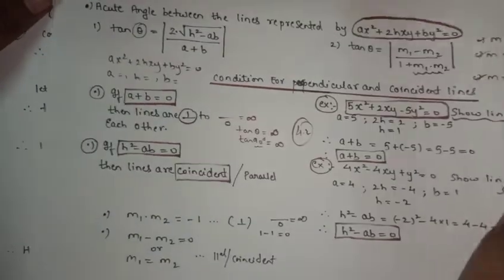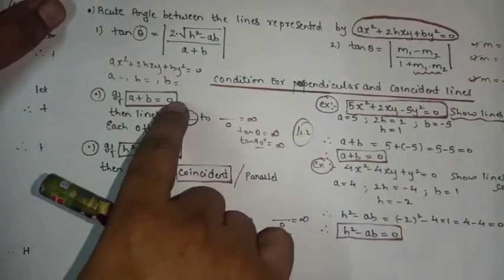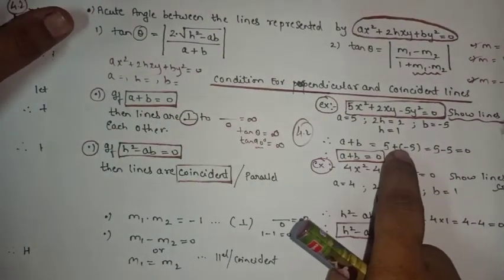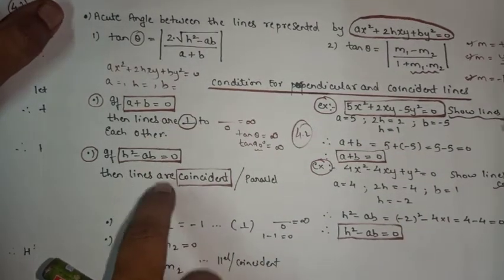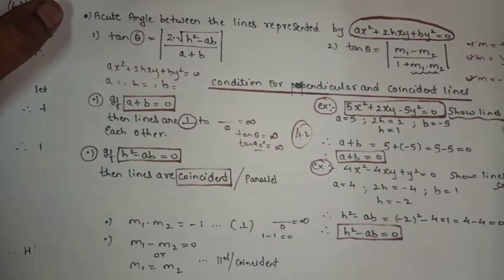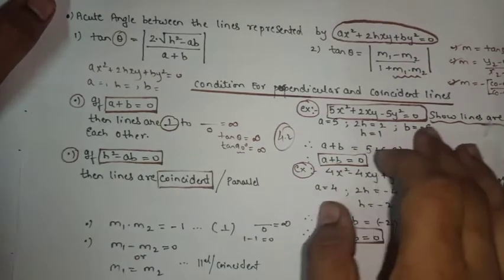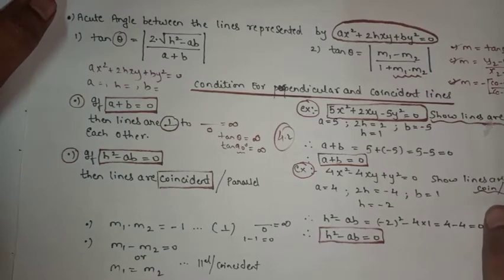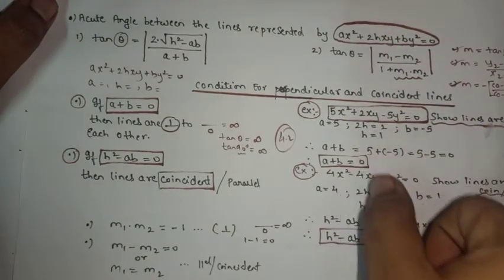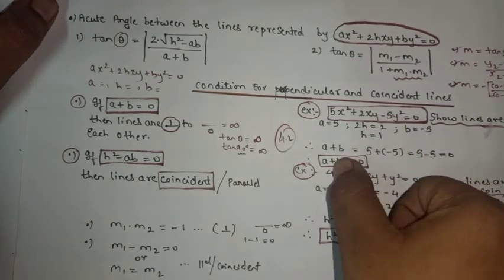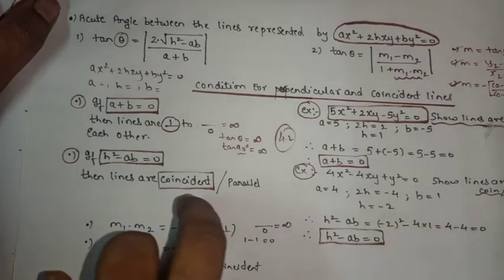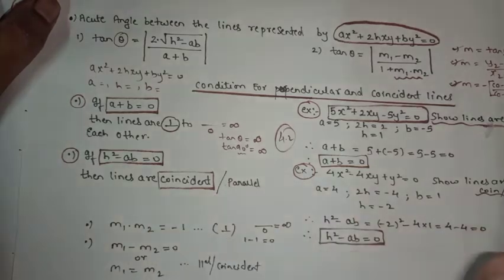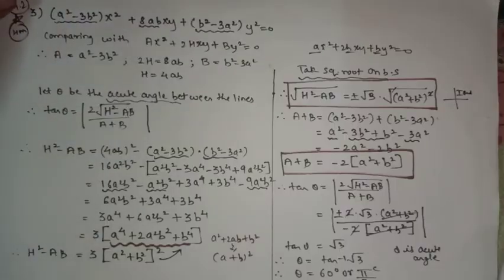So we know that if a plus b equals to 0, you can write directly that the lines are perpendicular. When h square minus ab is equal to 0, you can say that the lines are coincident. There are sums in the exercise number 4.2 where you have to show that the lines are perpendicular or coincident. Simply you will find a plus b and h square minus ab. If a plus b equals to 0, it is perpendicular. If h square minus ab is equal to 0, that means it is coincident or parallel. Understood?